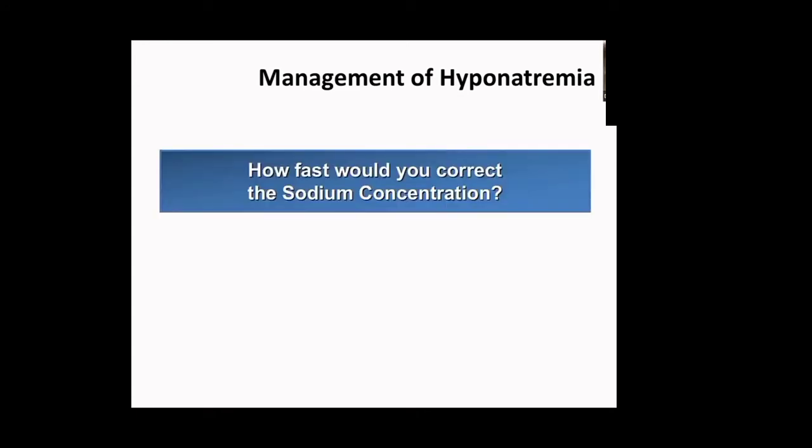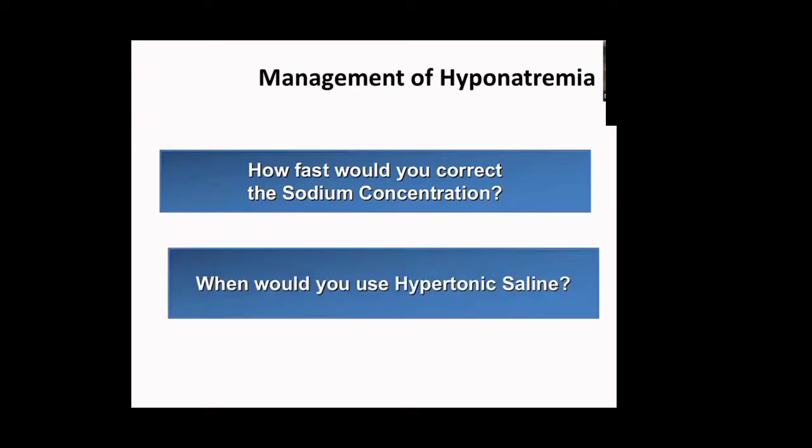So how fast should you correct sodium? It should not be corrected more than 8 to 10 millimole. You all know the correction should not be more than 8 to 10. And when would you use hypertonic saline? When the patient is having seizures or altered sensorium, or I know it is euvolemic hyponatremia. It is criminal to give hypertonic saline in hypovolemic and hypervolemic hyponatremia.